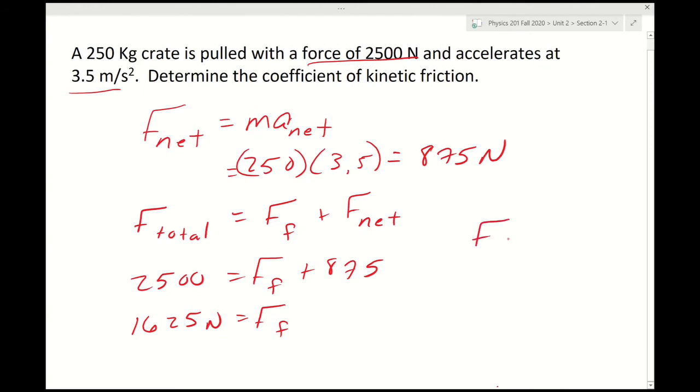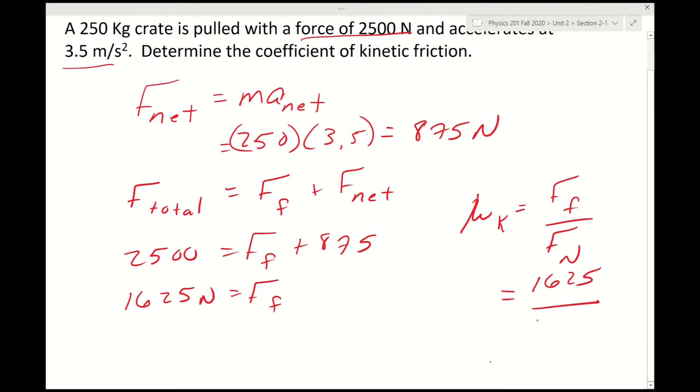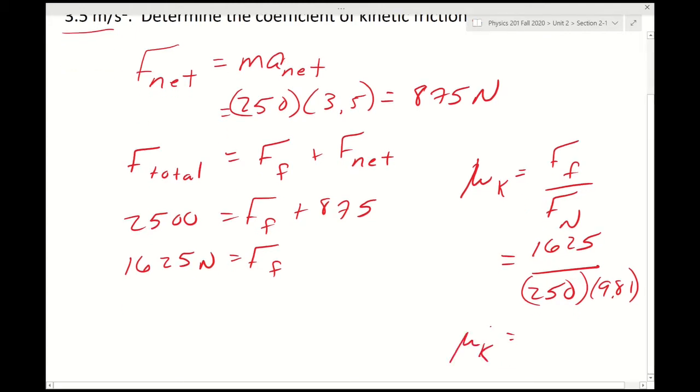Since we know that the coefficient of friction, in this case it's kinetic friction, so mu sub k, is equal to the force of friction divided by the normal force, 1,625 divided by, well, in this case, the normal force is going to be 250 times 9.81. So that gives us a coefficient of friction of approximately 0.66. Again, there are no units on coefficient of friction.